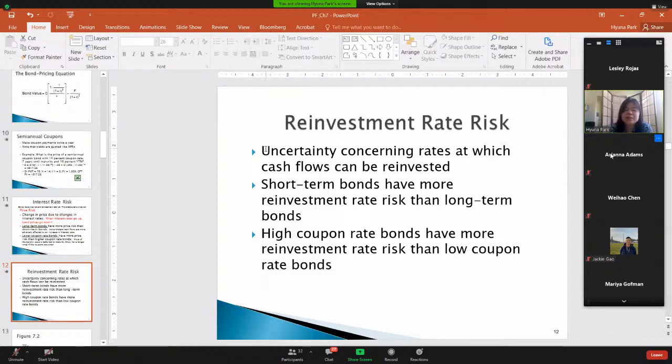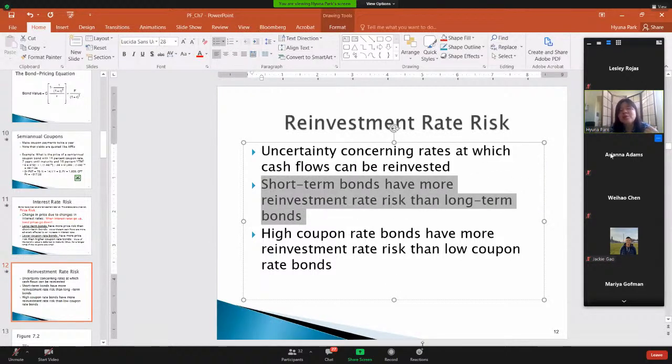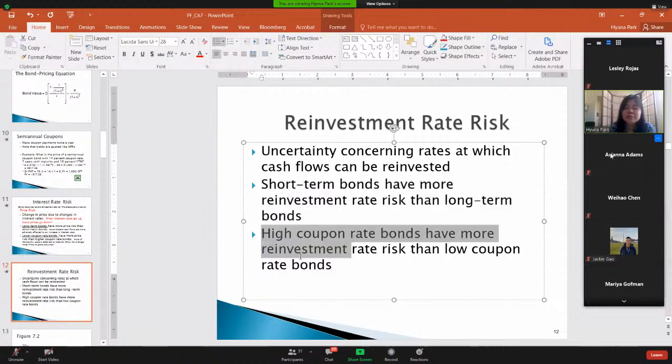Reinvestment rate risk means uncertainty concerning the rates at which cash flows, like a maturing principal repayment and coupon payments, can be reinvested. Short-term bonds have more reinvestment risk than long-term bonds because short-term bonds have principal maturing only, but long-term bonds have lower reinvestment risk because the coupon payment is fixed. Higher coupon bonds have more reinvestment risk than low coupon rate bonds because high coupon rate bonds have a lot of coupons received, so those should be reinvested.